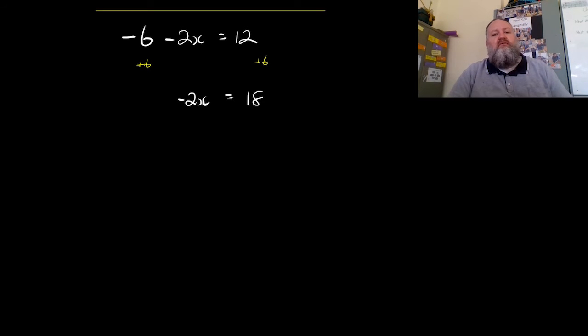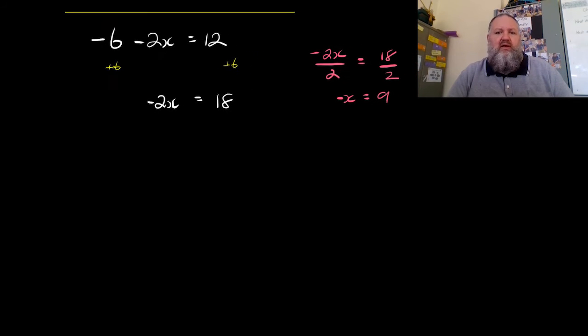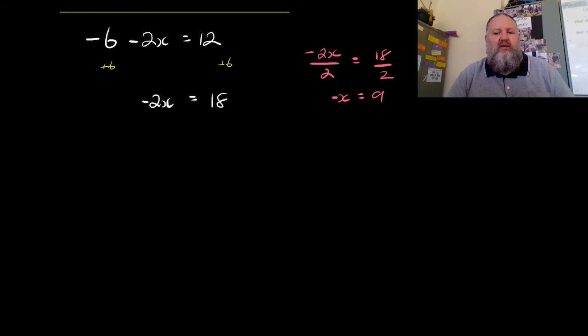So here I want to try and get rid of what's happening to the x. Now I kind of have two options here. I could divide by 2, and I would divide this side by 2, and I would end up with an answer of negative x is equal to 9. But that's not ideal. I don't really want my x to be negative. I want to try to avoid a negative x.